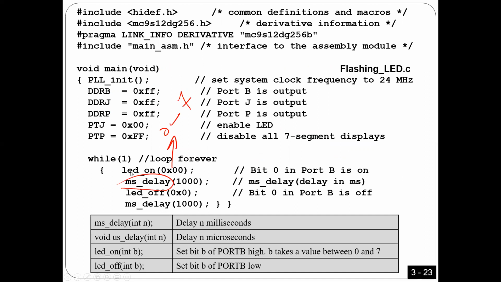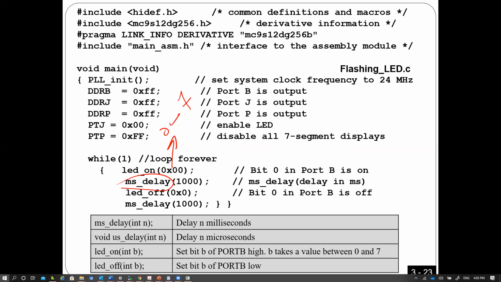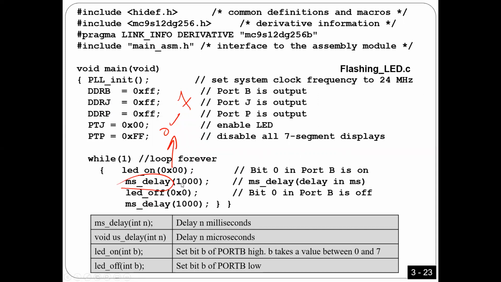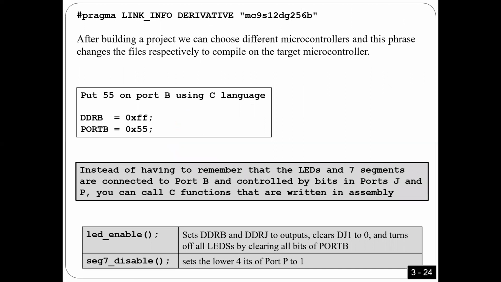So again, this one is going to turn LED number 0 on. This function is going to make a delay of 1000 milliseconds, which is 1 second. Then you are going to turn LED 0 off, and then you are going to wait 1 second. Keep repeating here. Okay, guys, any questions? Great. Okay.